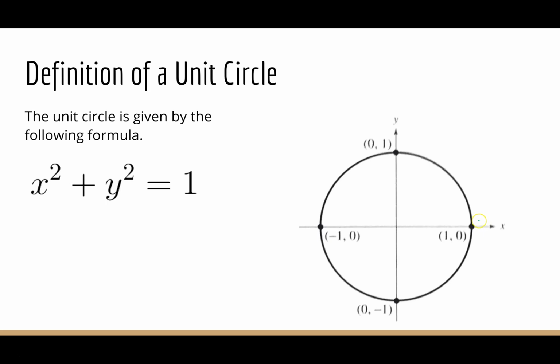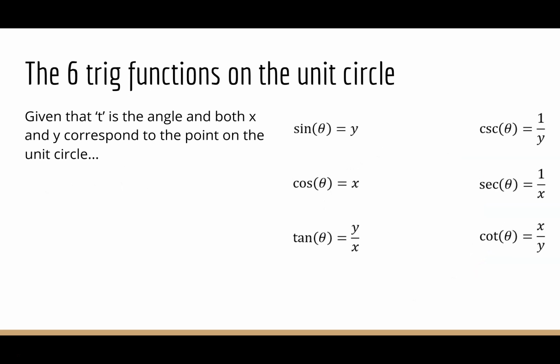And remember, with trig, we start here. And our angles, positive, go around this way, negative, go around that way from the 1, 0. So 1, 0 is always where we start. So on our unit circle, we can find our 6 trig values, our 6 trig ratios.